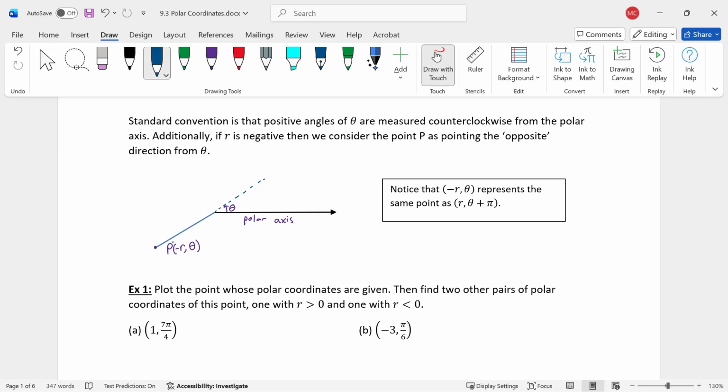Now, one thing I'd like you all to notice, before we get on to some examples, is that the point (negative r, theta) represents the same point as (r, theta plus pi), because if I took my angle theta and I just added pi to that angle, then that puts me at the same place here, except now my radius can travel positive in the actual direction of the angle.